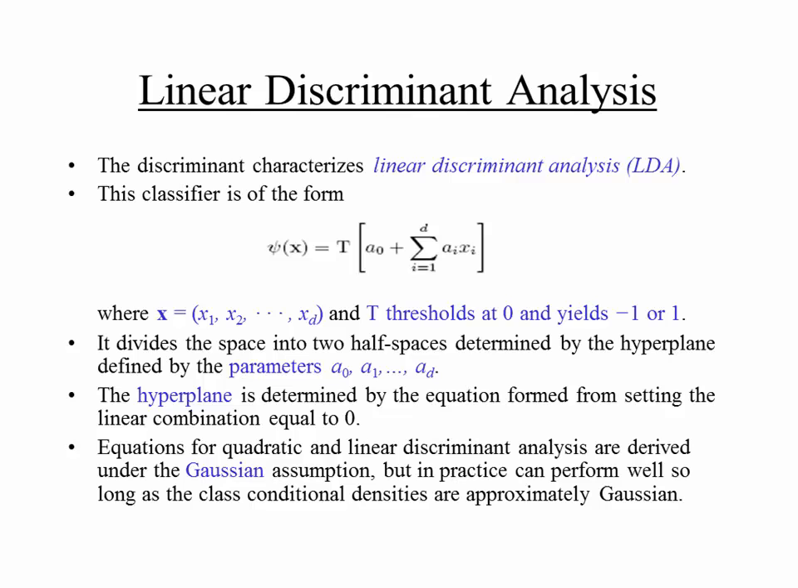Now the equations for quadratic and linear discriminant analysis are derived under the Gaussian assumption. We assume that the class conditional densities are Gaussian, but in practice these algorithms perform quite well as long as the class conditional densities are approximately Gaussian. So you derive that, and after that you'll apply it probably to non-Gaussian situations, and in most cases, if it's not too far away from Gaussian, you'll do quite well with the classification. Any questions?